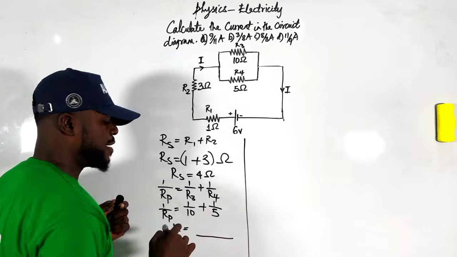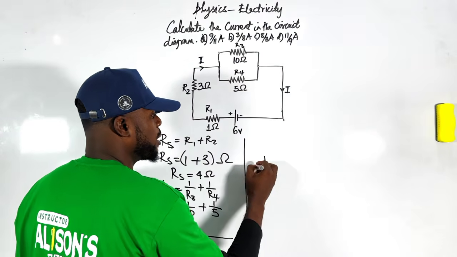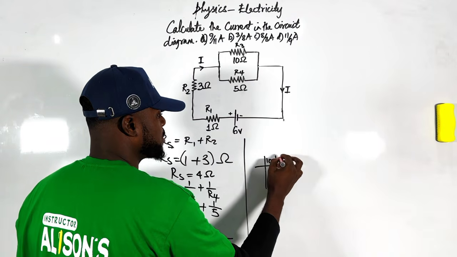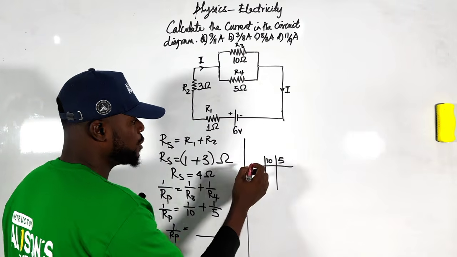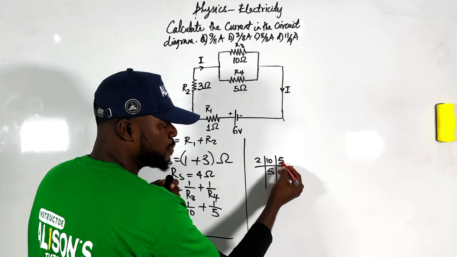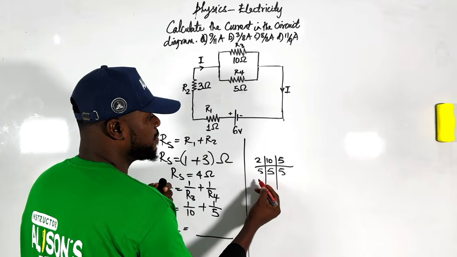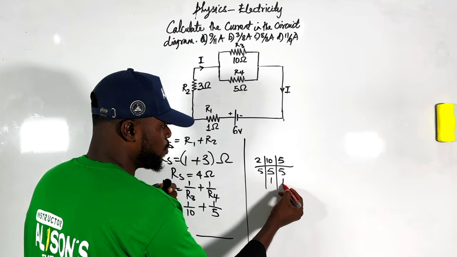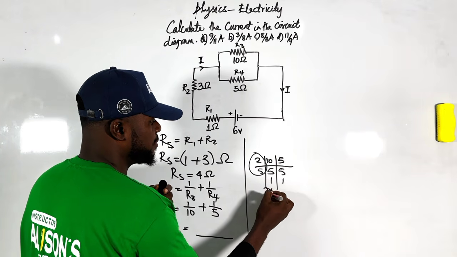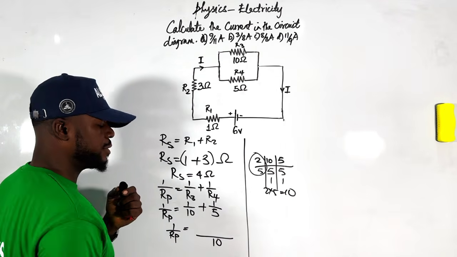LCM of 10 and 5. See as you go do LCM now. You see 10 here, and 5. What goes inside? If 2 goes into 10, how many times? 5 times. Can 2 go into 5? No. So we repeat 5. 5 into 5, 1. So the LCM is 2 times 5, which is 10. So the LCM of 10 and 5 is 10.